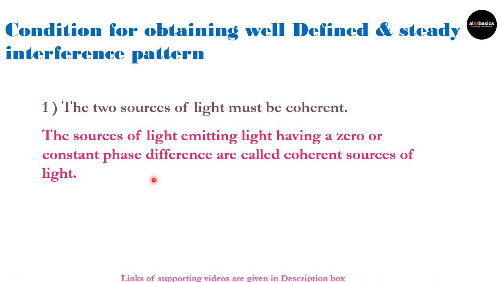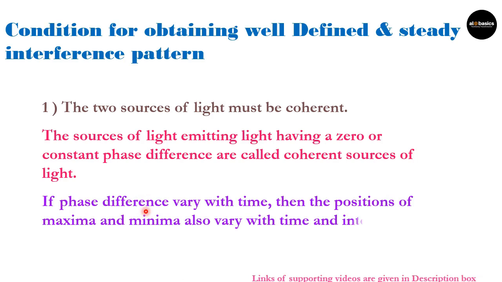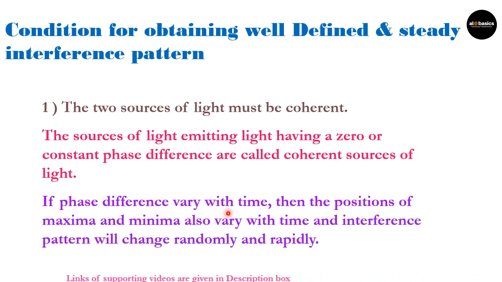Now if these sources are not coherent, what will happen? Their phase difference will vary with time. And if phase difference varies with time, then position of maxima and minima also vary with time. And interference pattern will change randomly and rapidly. So we can't say exactly where maxima is lying and where minima is lying. And due to that, this is very important condition that the two sources of light must be coherent.